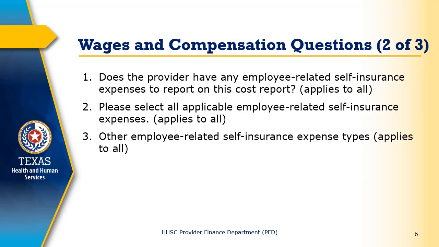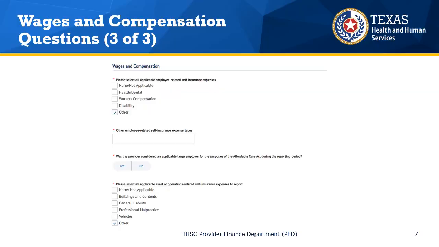In this section, we will review the various employee-related self-insurance expenses that the provider must include in their cost report, applicable to all programs. Please ensure you select all relevant employee-related self-insurance expenses to accurately reflect the financial responsibilities of the provider. For all LTSS programs, providers should also specify any other types of employee-related self-insurance expenses that may be applicable. This slide demonstrates the screen view for Section 4, Wages and Compensation Questions.